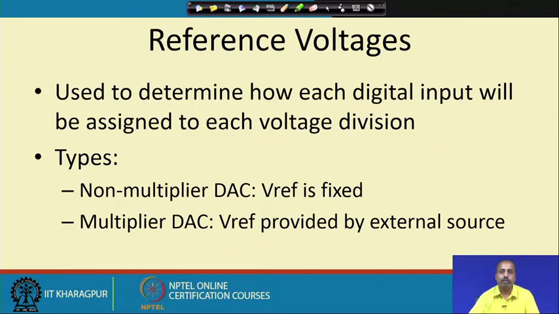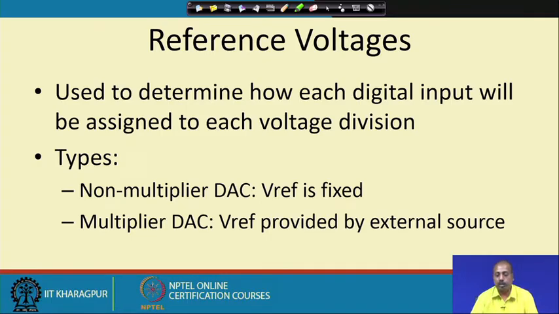If your Vref is high enough, then you will get a significant change with each step. With each change in the digital count value, you get a significant change in the output, whereas if Vref itself is low, then this change is not that significant. So, that may not be able to activate the actuator that we have at the output of the DAC. That may become a problem.